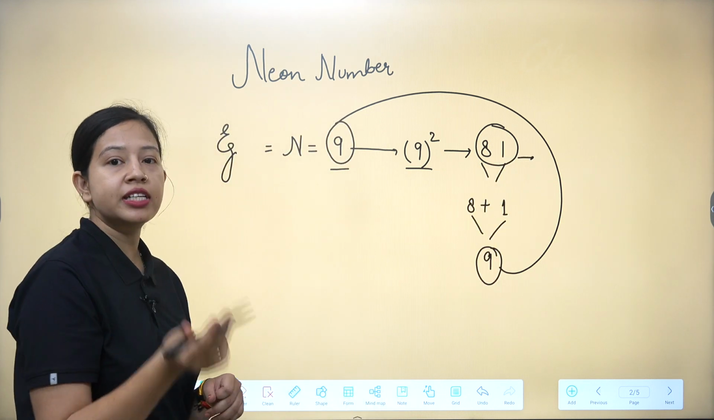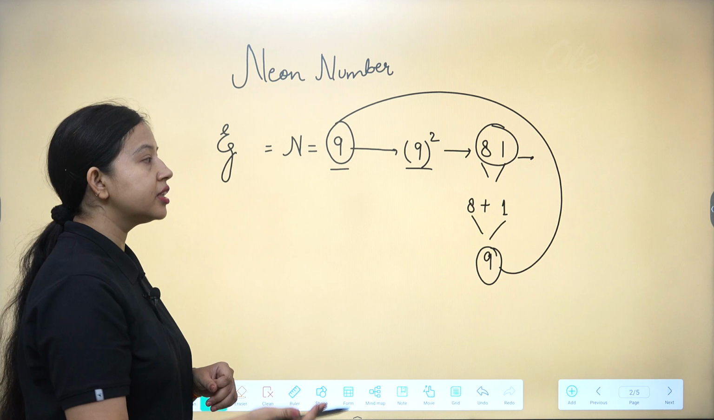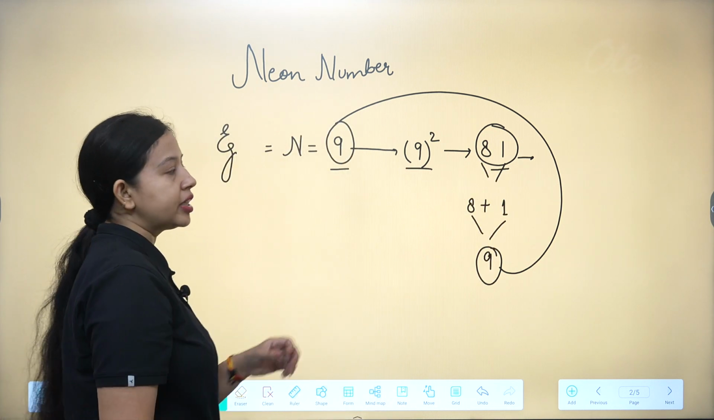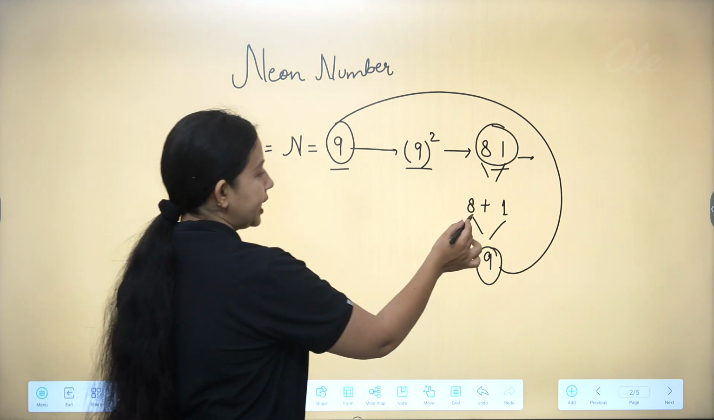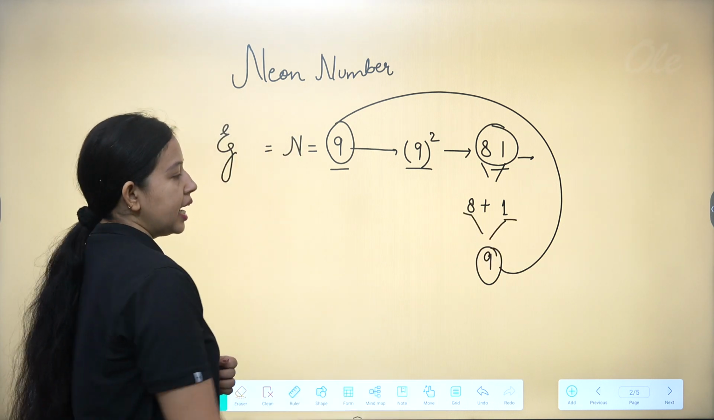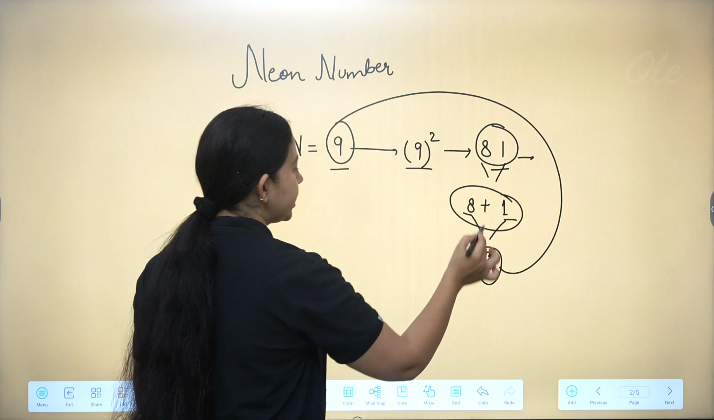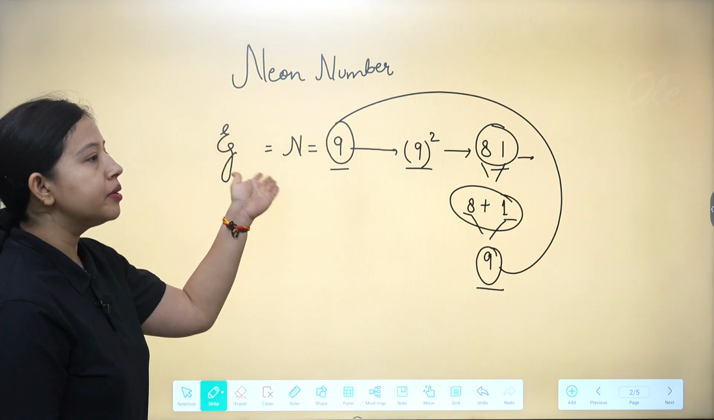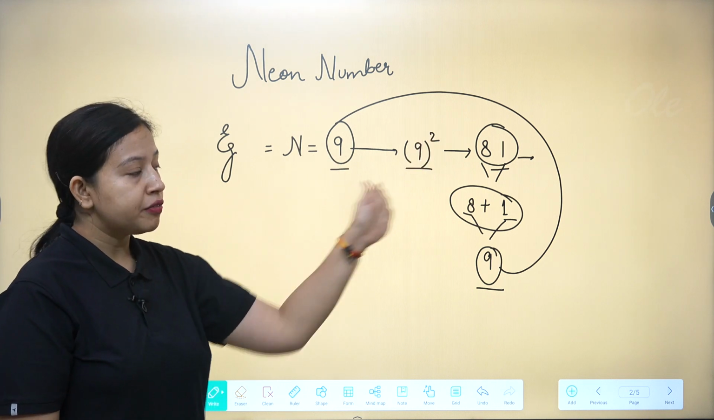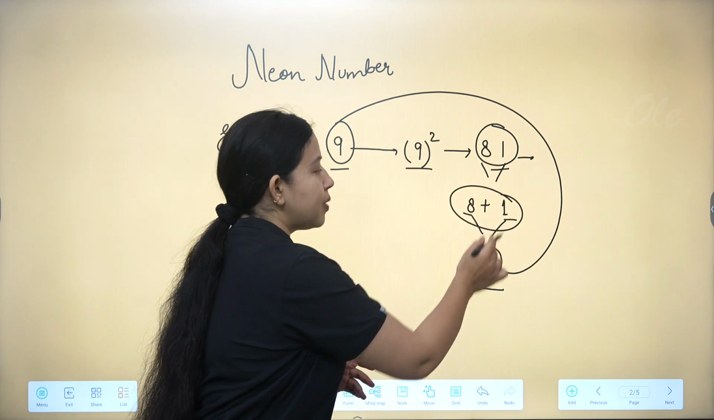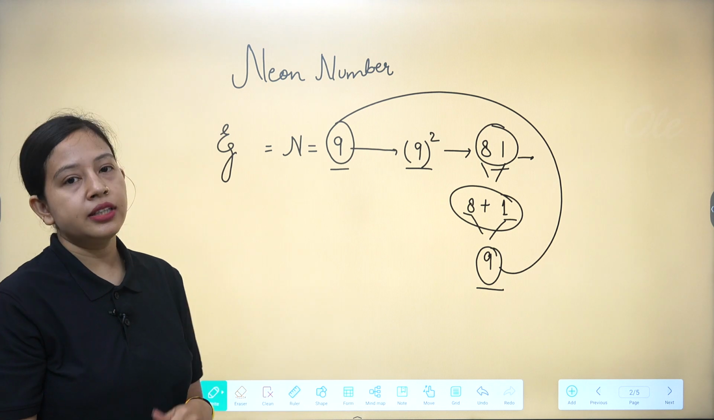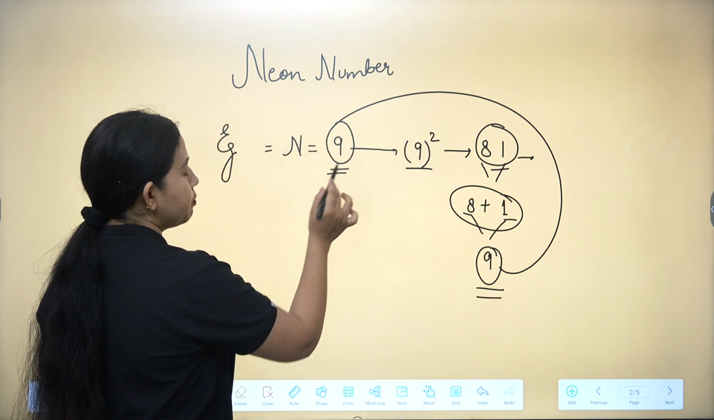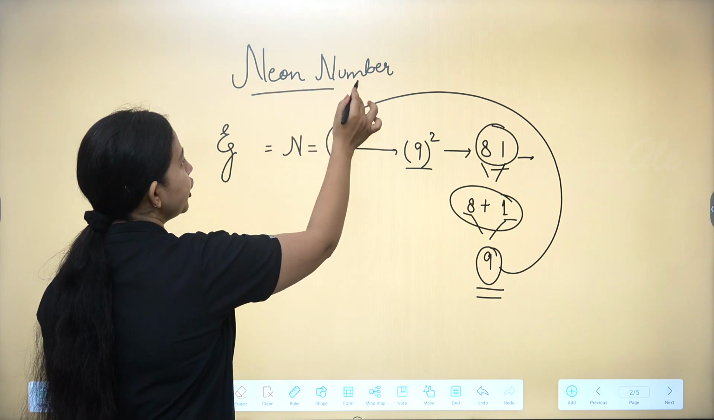Always remember what exactly we are doing. We are fetching the digits of the square number. So what is the square number here? 81. So we get 8 and 1 as digits, and we sum up the digits and get a new number. So when we take a number, make its square, fetch the digits of the square number, and sum up those digits, and we get the same number which was taken as input, then it is said to be a neon number.